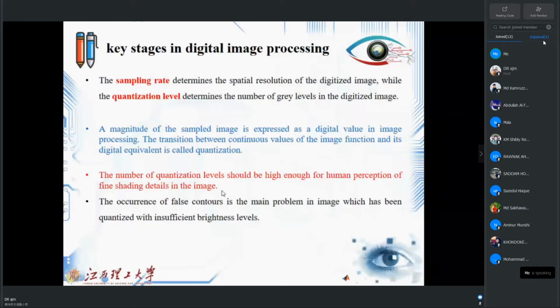Now we have become fairly familiar with the two terms, sampling and quantization. Please remember that the number of quantization levels should be high enough for human perception of fine shading details in the image, and the occurrence of false contours is the main problem in an image which has been quantized with insufficient brightness levels. Have these two critical sentences in your mind. Later we will talk more about why a figure is not good, why a figure is not proper for our application, with the help of these two terms.